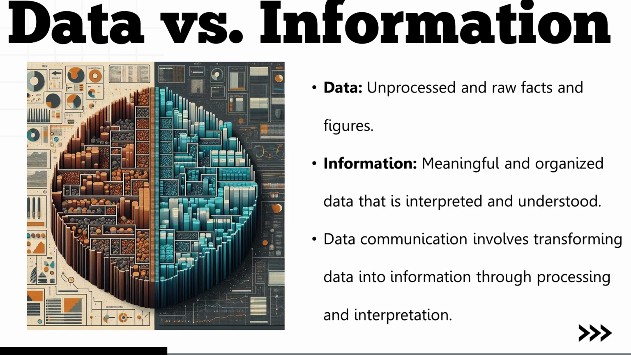Data versus information. Let's differentiate data from information. Data is like raw materials, unprocessed facts and figures. Information, on the other hand, is the processed and organized data that we can understand and interpret. Data communication plays a vital role in transforming data into meaningful information.